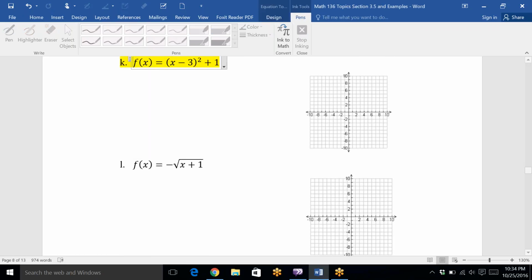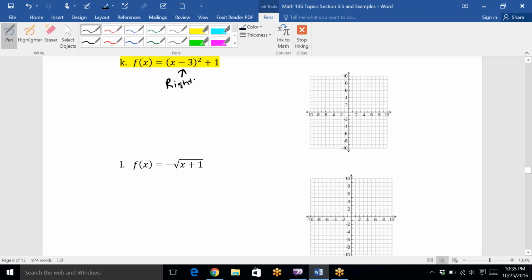K has 2 different transformations. If you have a plus or minus something inside your function parent, which is being squared, that means you either move right or left, and it's always opposite to what you think. So this would be to the right 3. You can also think of that as adding 3 to your x value. And the outside number being added or subtracted is up or down, so it's always exactly what you see. So it's up 1, which means we plus 1 to our y values.